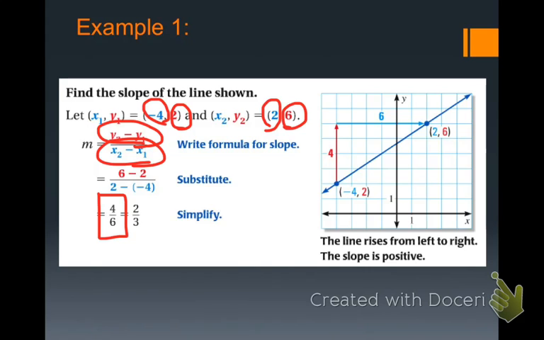And with slope, you always want to leave it as a fraction, so don't try to write that as a decimal. In this particular example, the line is rising from the left to the right, so it's going up. You can almost think about a roller coaster going up. So it has a positive slope. And again, numerically, 2/3 is a positive number.